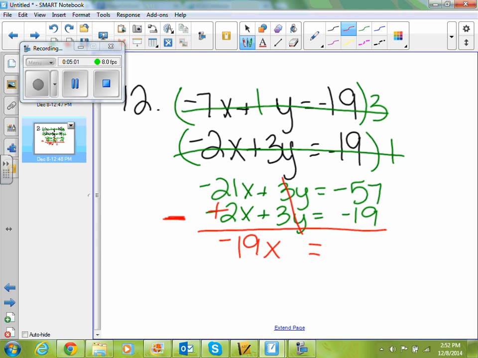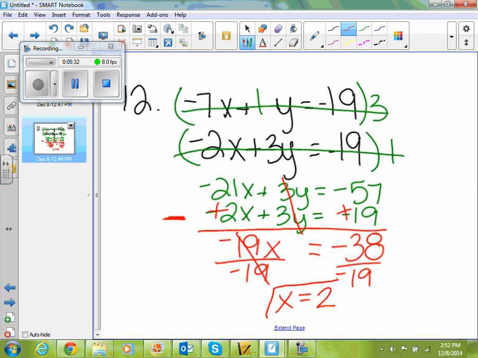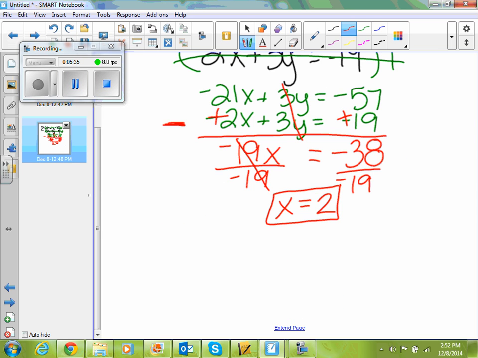And then minus a negative, this also changes to a positive. So negative 57 plus 19 is negative 38. So negative 19x equals negative 38. How do I finish solving for x? Divide by negative 19. So what does x equal? 2. Very good. So there's my first part.